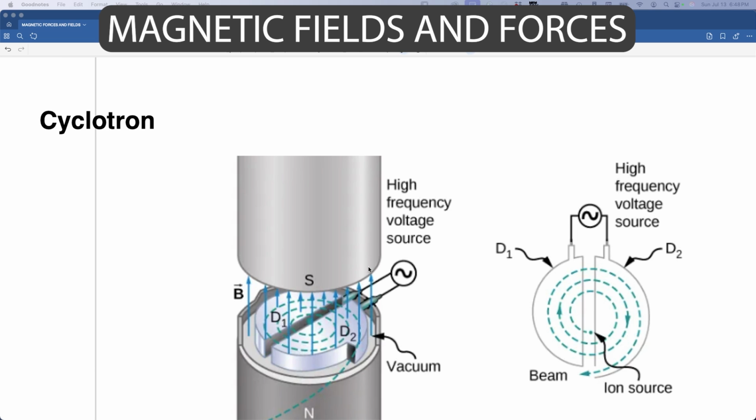And that fast-moving particle is produced in a cyclotron. So that's why it's called a particle accelerator. There are many types of particle accelerators. This is just one, I think, invented by Lawrence and Livingston. So let me show you the construction.